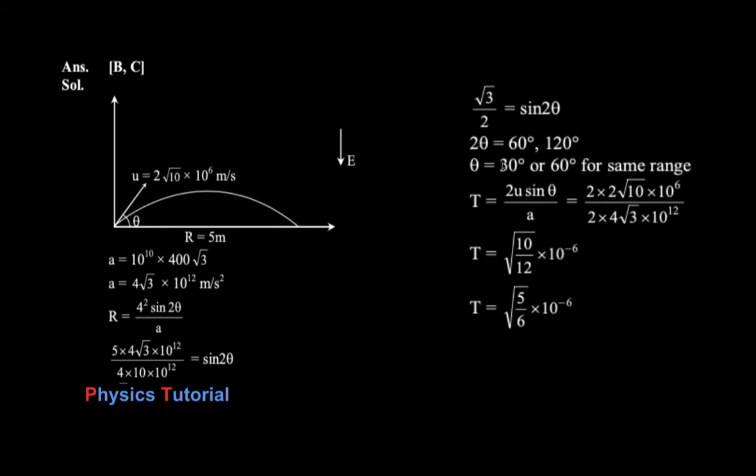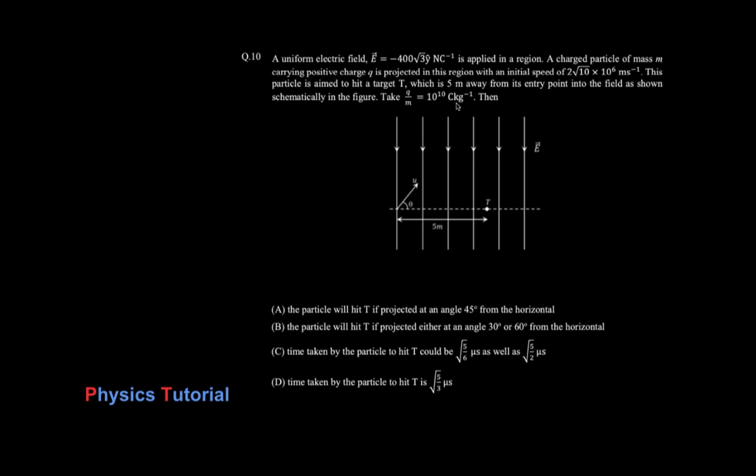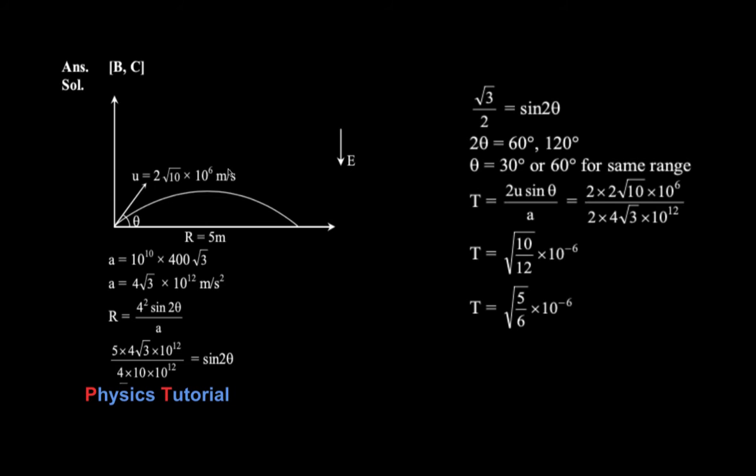Let's start. So if you see here, the range is given as 5 meter, and the initial velocity as per the problem is 2 under root 10 into 10 to the power 6 meter per second, and here the electric field is going downwards. Simply you just use this formula: as in projectile motion we use T equal to 2u sin theta by g, R equal to u square sin 2 theta by g. Instead of g you have to replace it with acceleration, and acceleration is QE by m, and substitute the required data. Q by m is 10 to the power 10, and the range is 5.